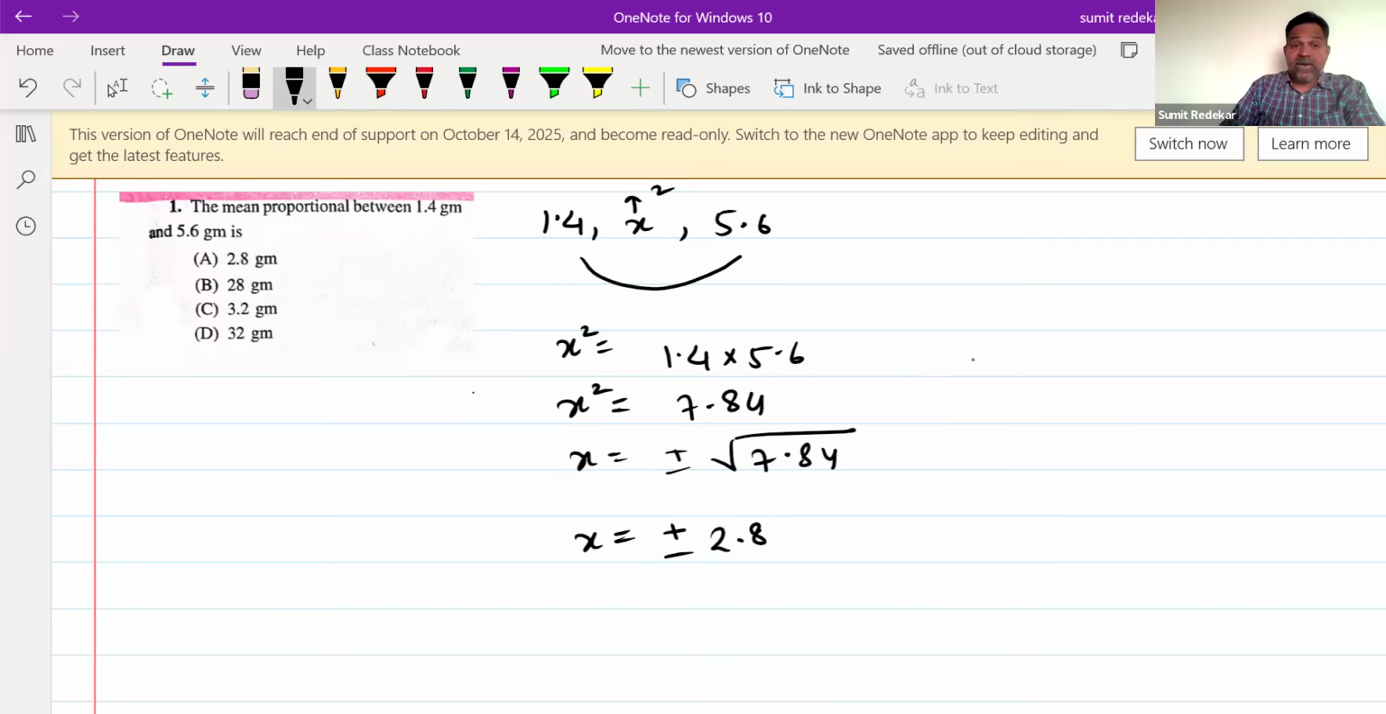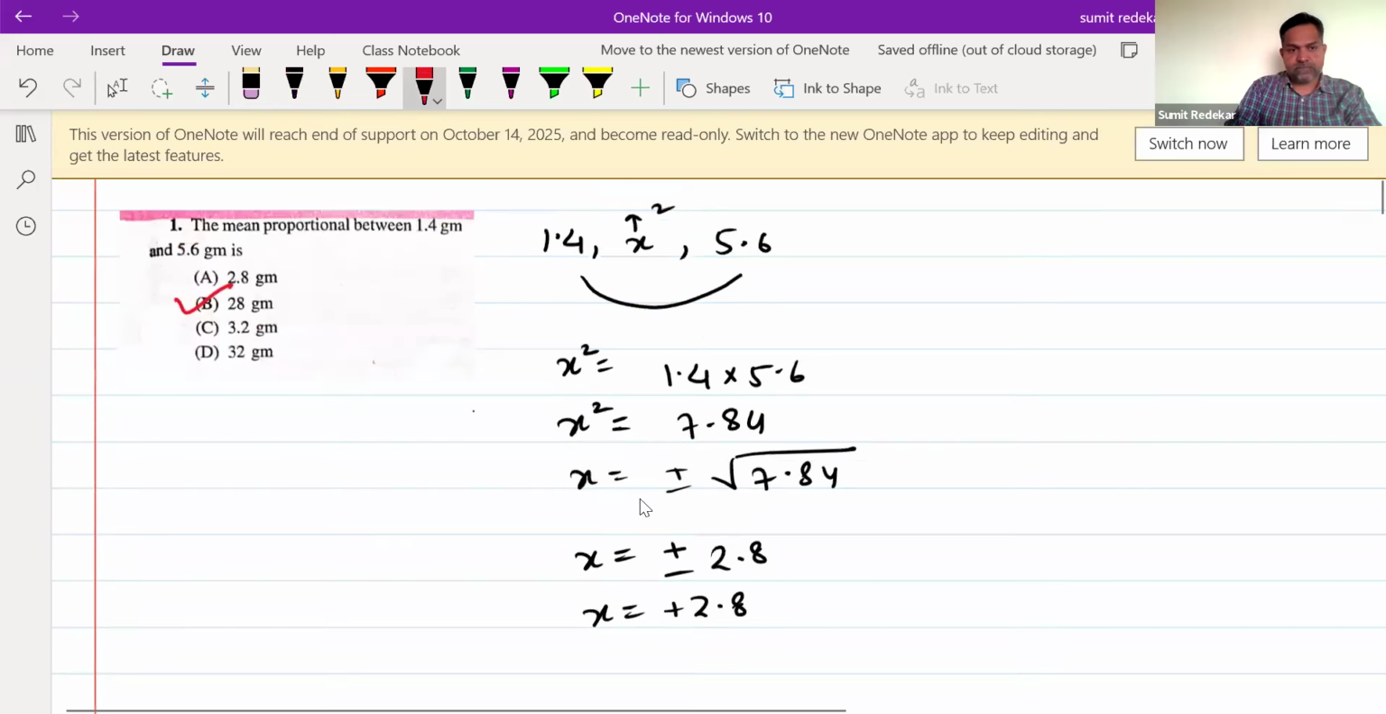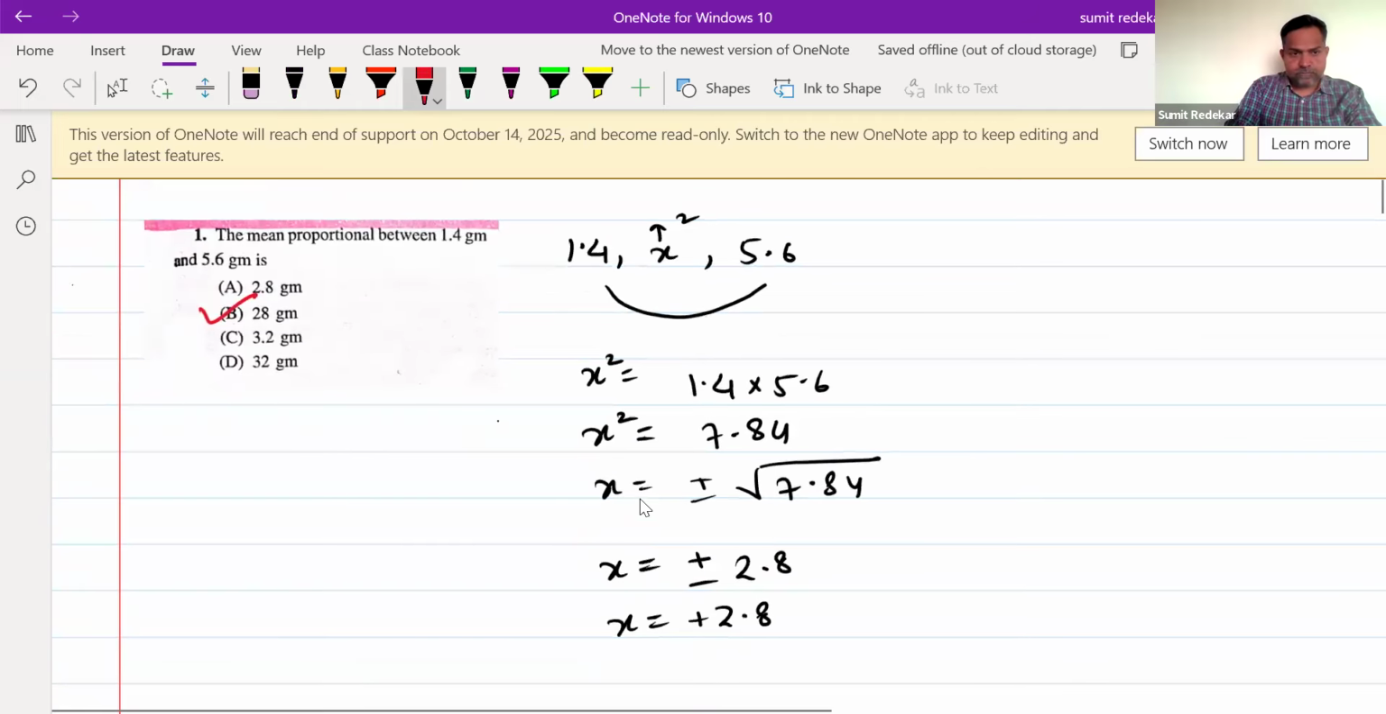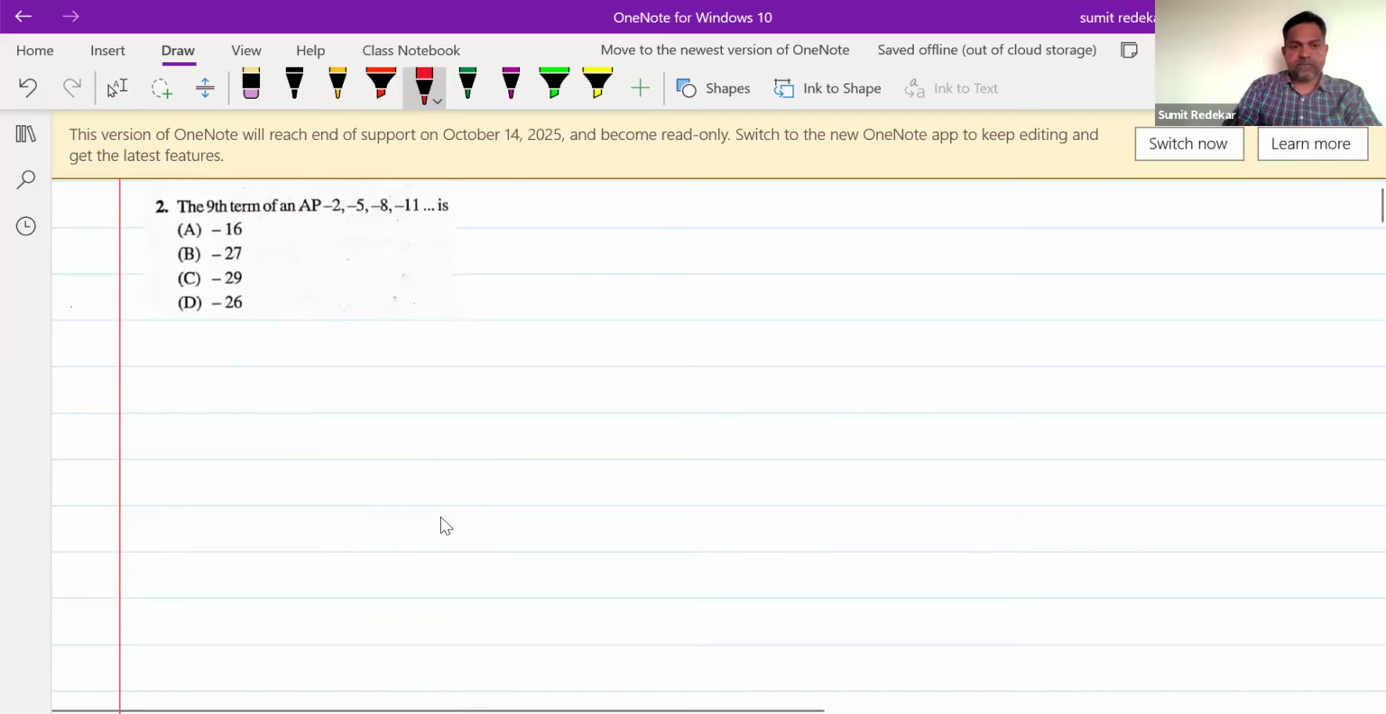But one reason why they could have written it as grams is, we will say this is weight, it cannot be negative. So the mean proportional has to be a positive 2.8 grams. So the answer to this is going to be B, 2.8 grams. That is your first question. Question number one, the answer is going to be 2.8 grams.